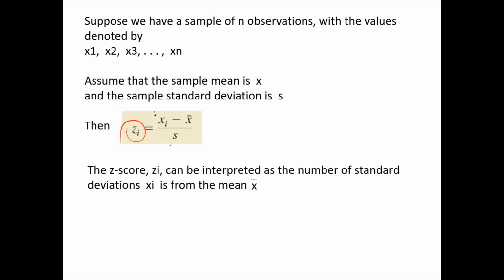That is the formula. So even in the case of a normal distribution, what we consider is the mean and standard deviation. These two notations are important. So xi minus x bar divided by the standard deviation, s.